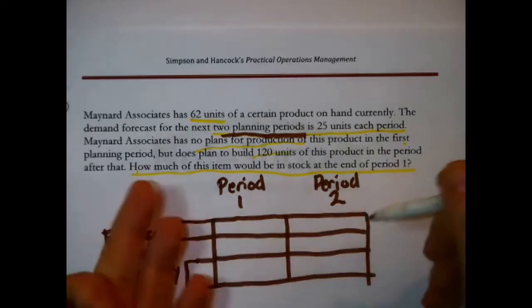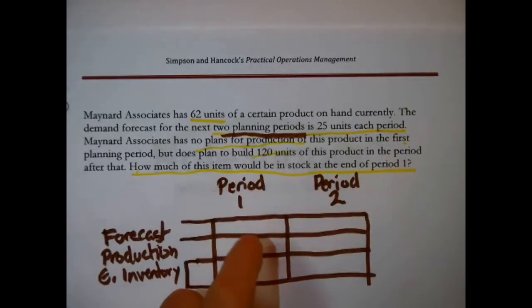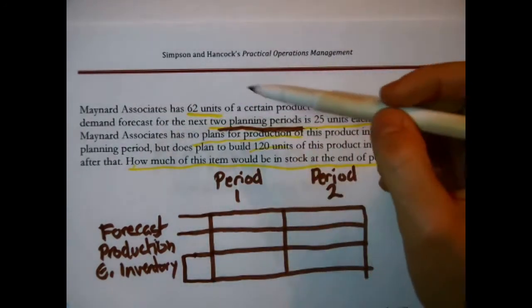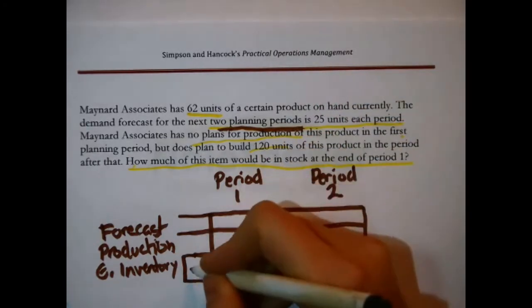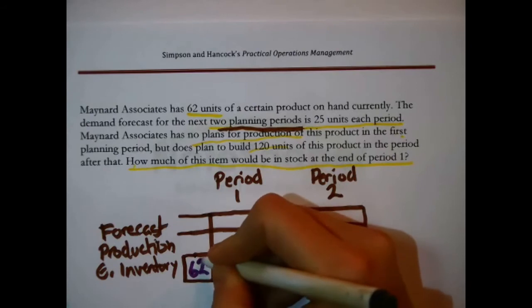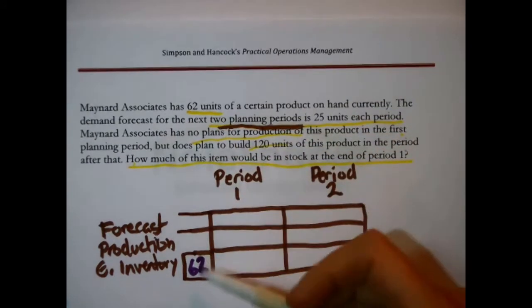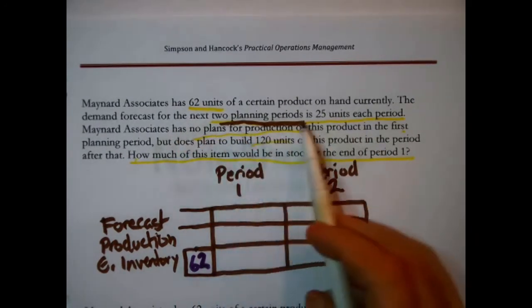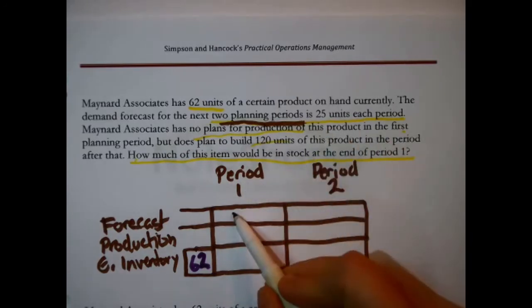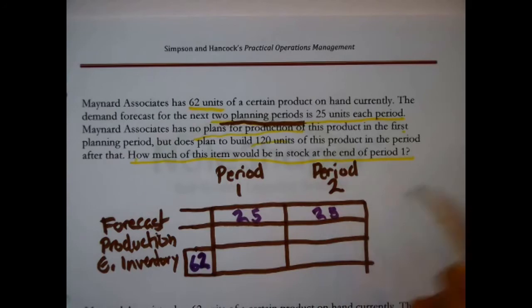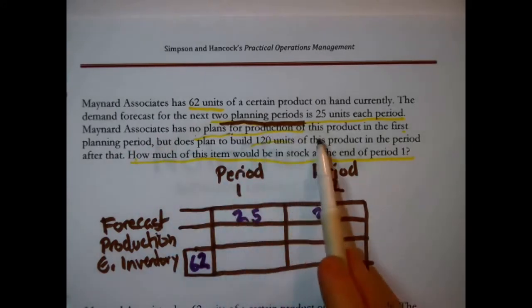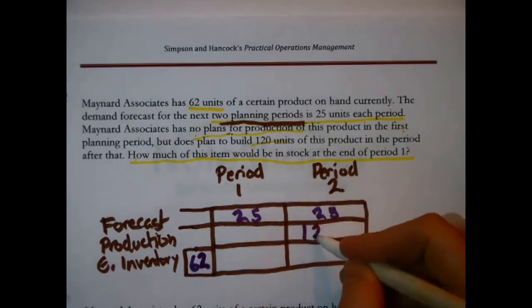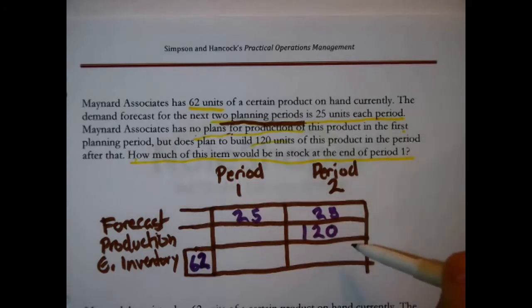Now, also, this is a framework to just organize these numbers. Each of these numbers should have a spot here. Maynard Associates has 62 units of some certain product on hand currently. That's where the 62 goes, in the strange little box to the left of the first planning period. They're telling us that they have 62 of this, whatever it is, right now. So that's where we're going to store that fact. The demand forecast for the next 2 planning periods, period 1, period 2, is 25 units each period, so that number goes here. Maynard Associates has no plans for production of this product in the first planning period, so nothing goes here, but they do plan to build 120 in the second period, so that goes there.